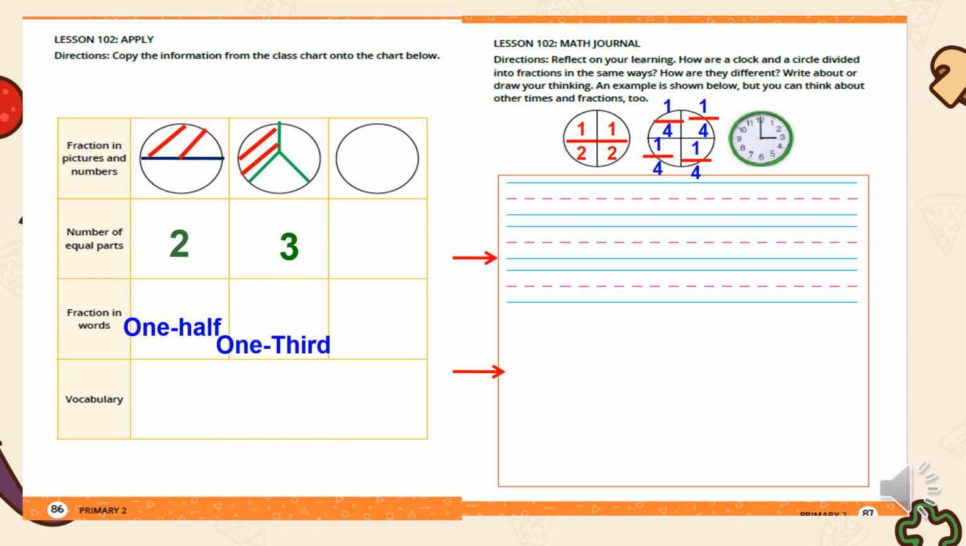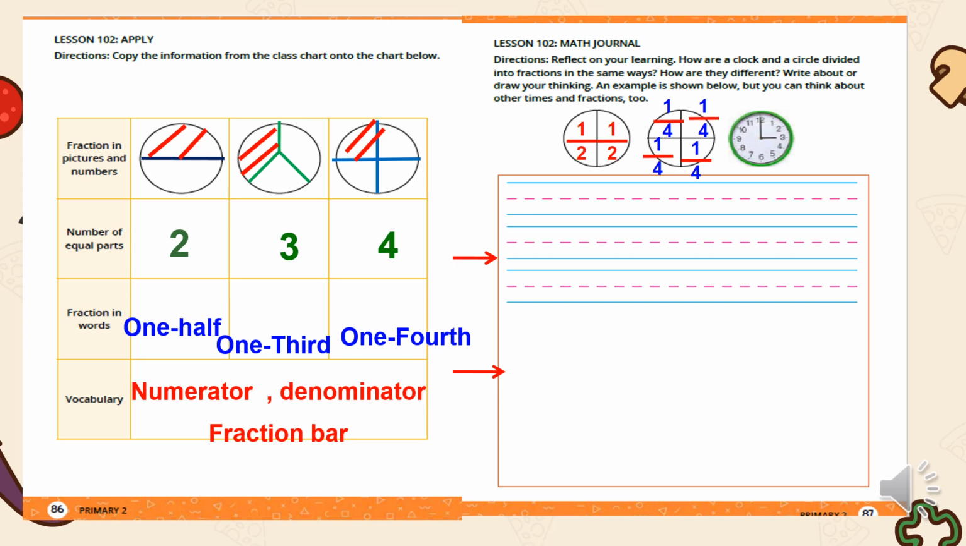The last circle, if we divide it into 4 equal parts, the number of equal parts is 4, and the fraction would be 1 color part over 4 total parts. So the numerator is 1 and the denominator is 4. So the name of the fraction is 1/4. The vocabulary here: numerator, denominator, and the fraction part. Next page, reflect on your learning: how are a clock and a circle divided into fractions?